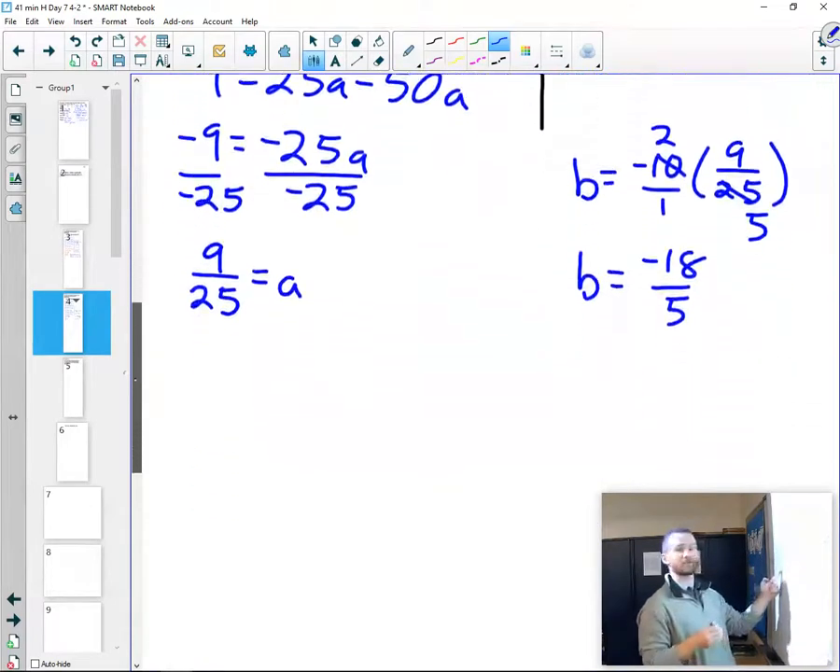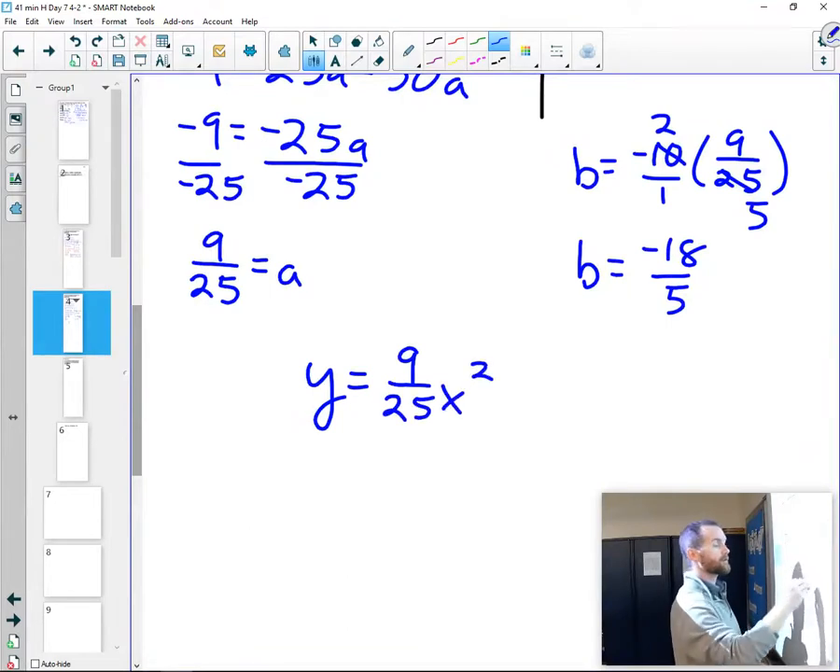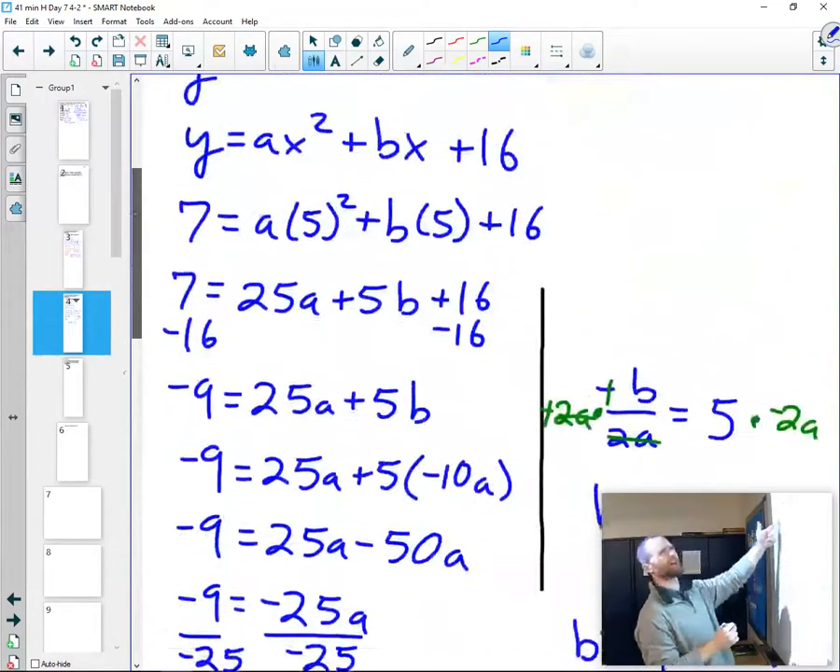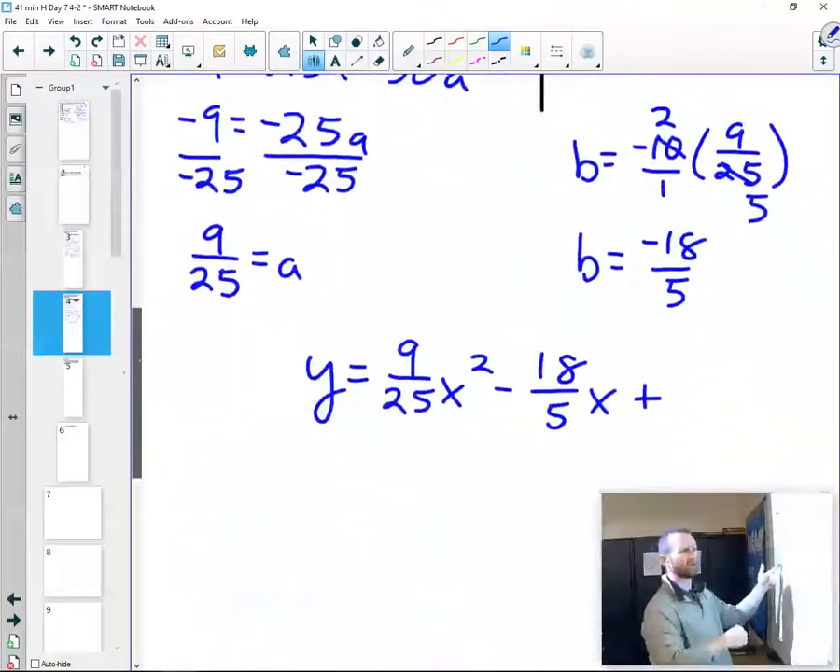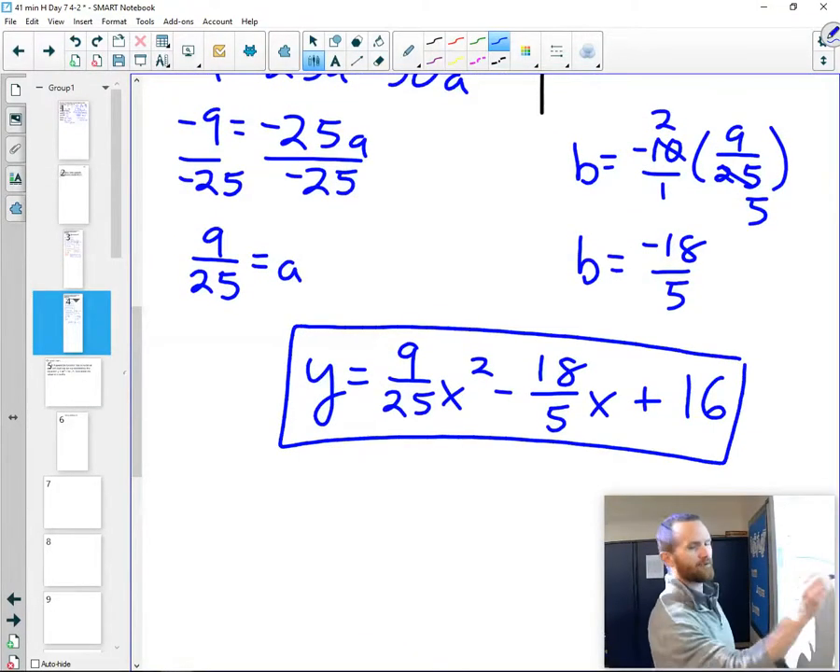Now for our final answer, we just plug it into standard form. Y equals 9/25 x squared, because that's our a value, minus 18 over 5 x plus, I've already forgotten what c was. What was it, 5? Oh, no, 16. I guess it was 5 last time. That's why I double check. And that's our final answer.